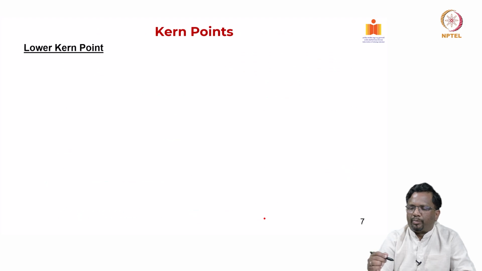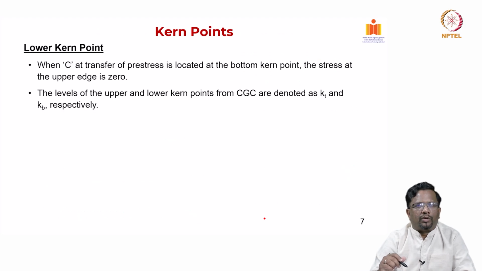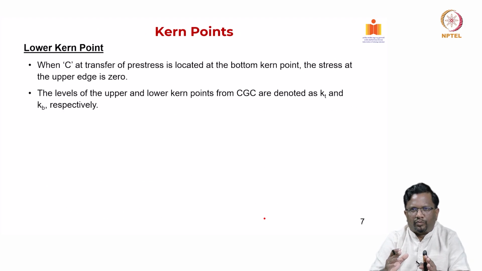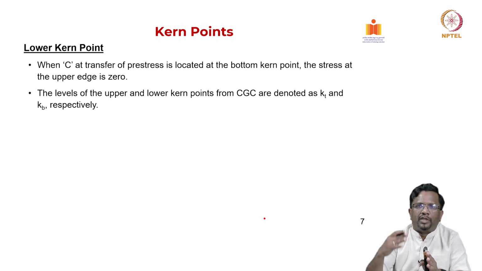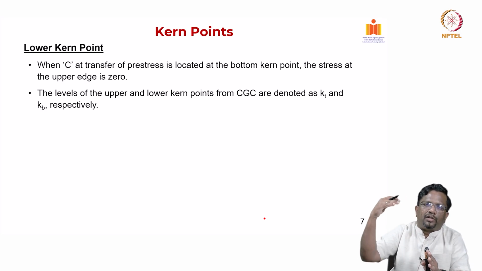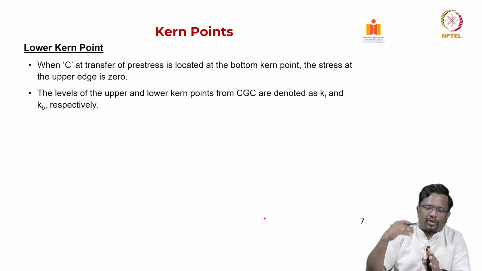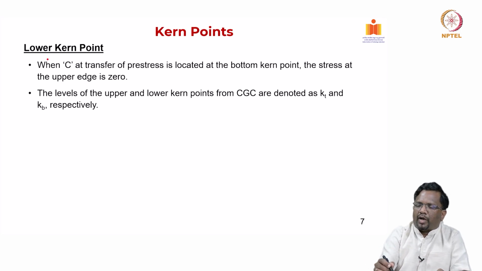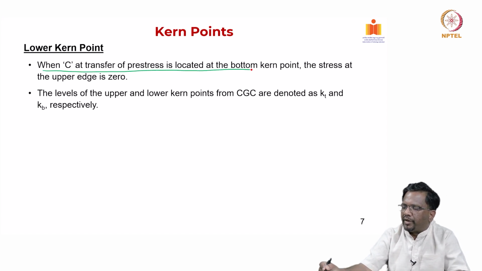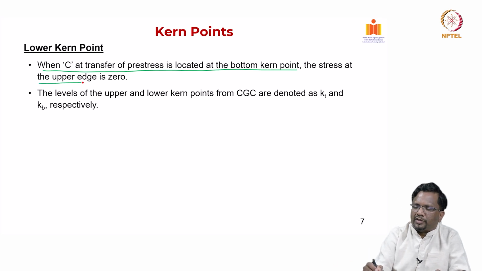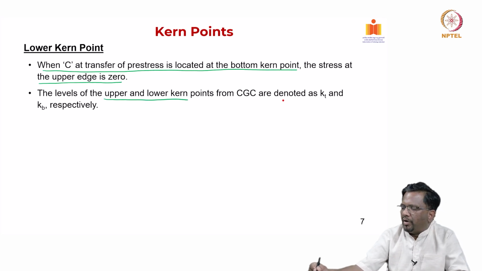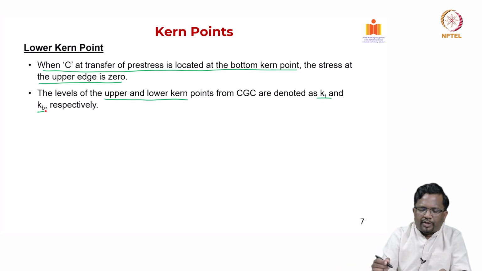Okay. Now, Kern point. So, what is the lower Kern point? Now that we have seen the relevance of the force method of analysis, we are going to analyze the cross section only in terms of C by finding out where the location of C is. For finding the lower Kern point, we have to see that when C at transfer of pre-stress is located at the bottom Kern point, then the stress in the upper edge will be 0, right. Typically the values of upper and lower Kern points are denoted as KT and KB respectively.